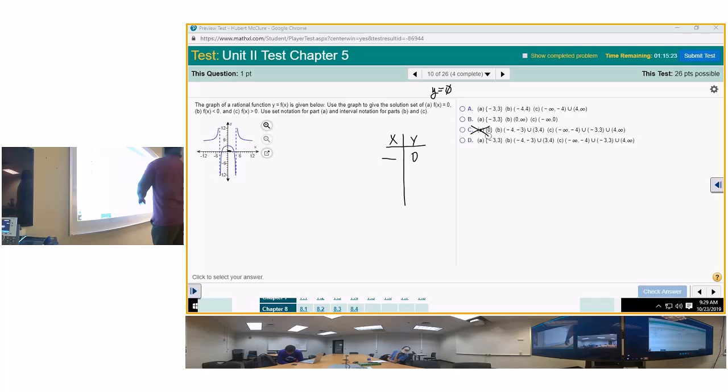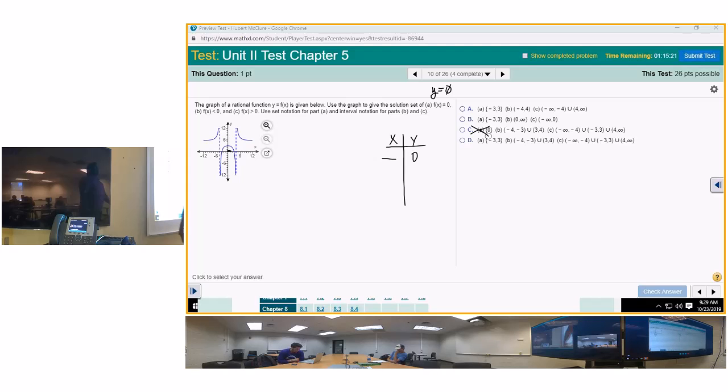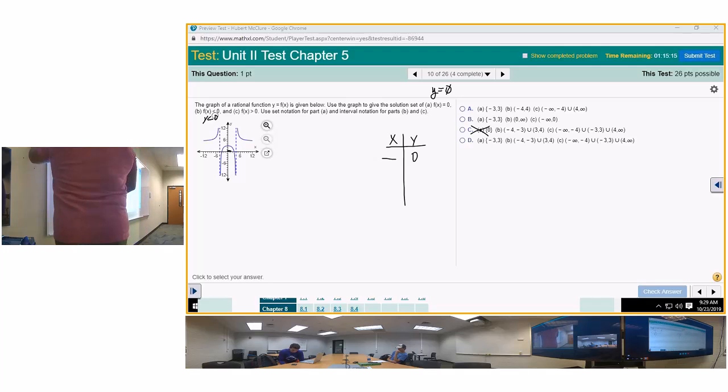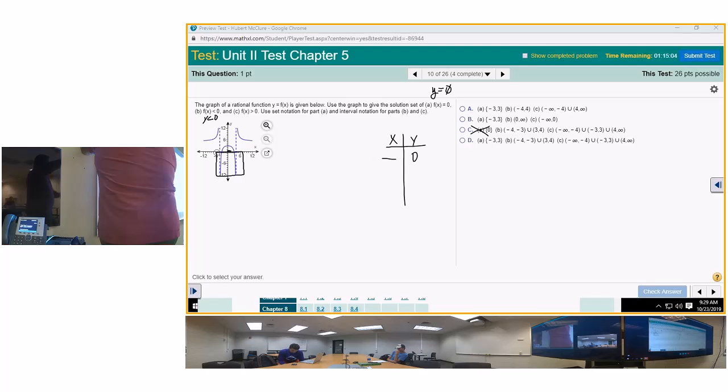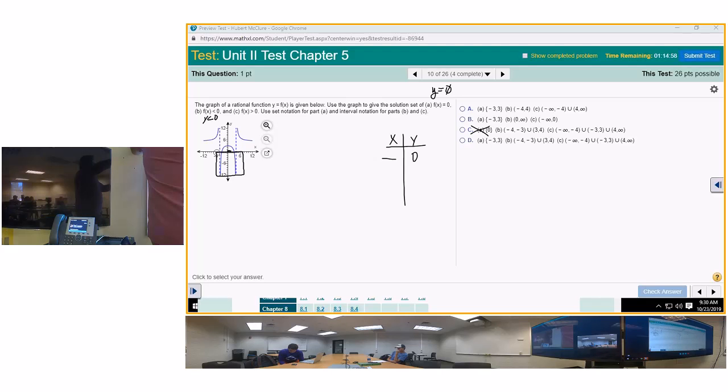So now you move to the next step. B. What does this say? Y is less than what? 0. What happens to this function when Y is less than 0? Y is less than 0 is down here. So that would be what? Negative, what is that? -5, -4 to +4.